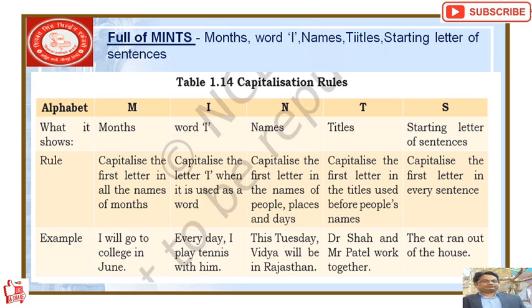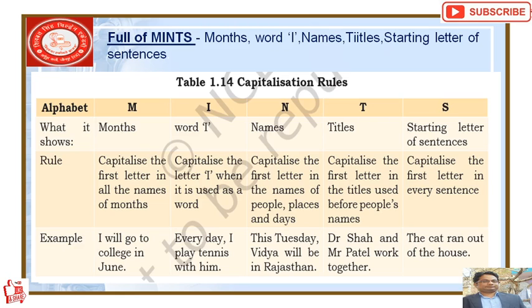M for month. Capitalize the first letter in all the names of the months. It means that whenever you are writing any month, June, July, August, September, whatever it is, at that time you have to write a capital letter. The beginning of that word should be in capital letter, and the rest of the letters can be small. Likewise, for March, M should be in capital, and A, R, C, H should be in small.